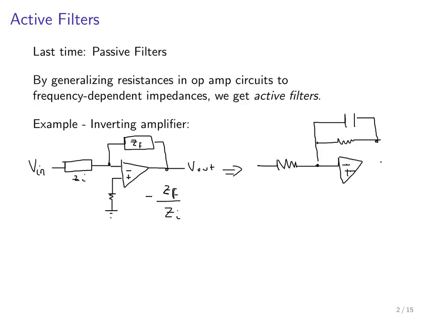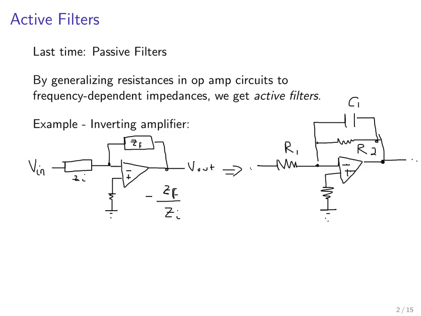Jeez, that looks terrible. Hopefully you can see what I'm trying to draw here. My pen is crapping out on me. Okay, so we'll call this capacitance C1, we'll call this resistance R2, and we'll call the input resistance R1. So then again we have V in on the left and V out on the right.